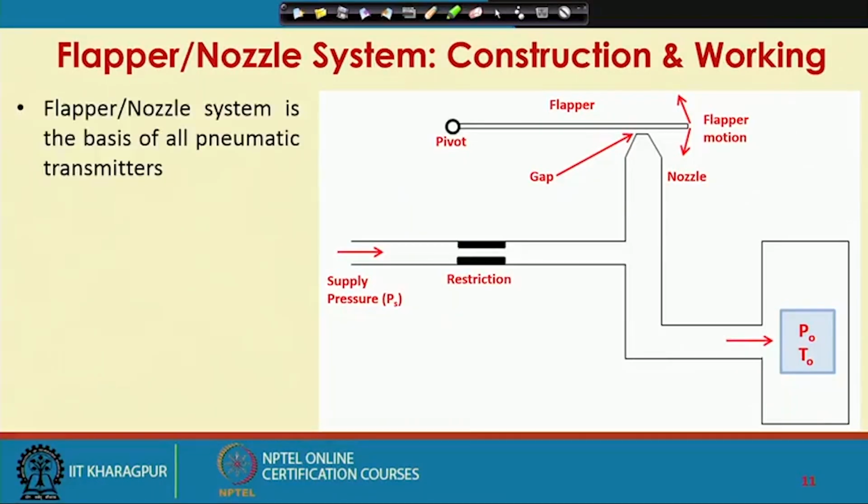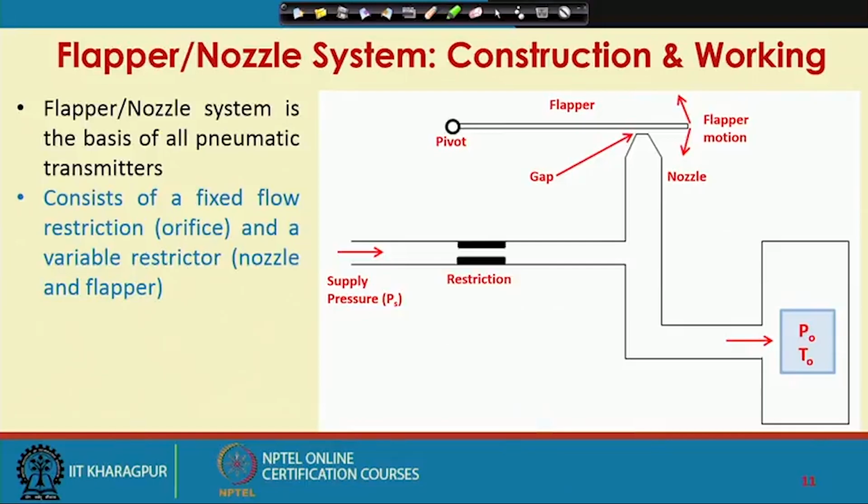So, let us now look at the construction and working of the flapper nozzle system one more time. Flapper and nozzle system is the basis of all pneumatic transmitters. It consists of a fixed flow restriction orifice and a variable restrictor which comes from nozzle and the flapper.